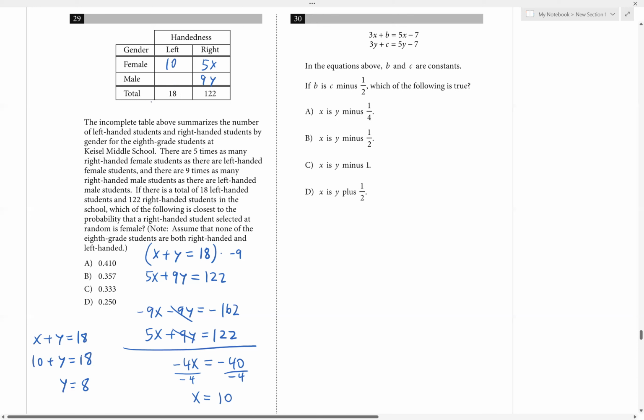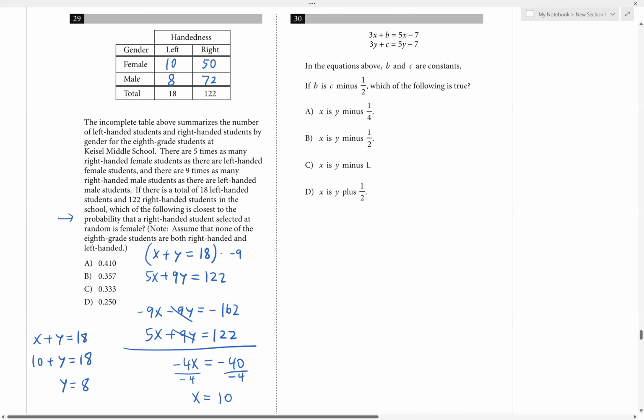So we know X is 10 and Y is 8. The right-handed female, 5X, is 5 times 10, which is 50. The right-handed male is 9Y, so 9 times 8 is 72. Now we have our table filled out. Once we have all the numbers in the table, we can go ahead and answer the probability question.